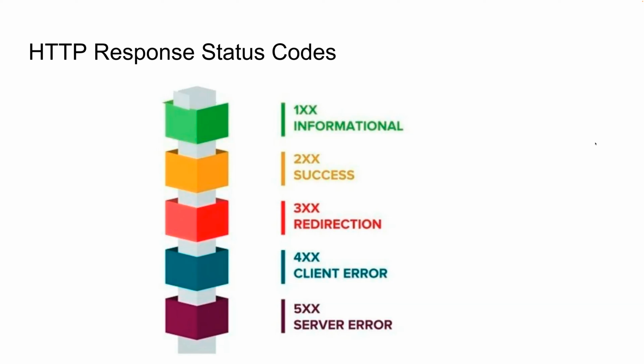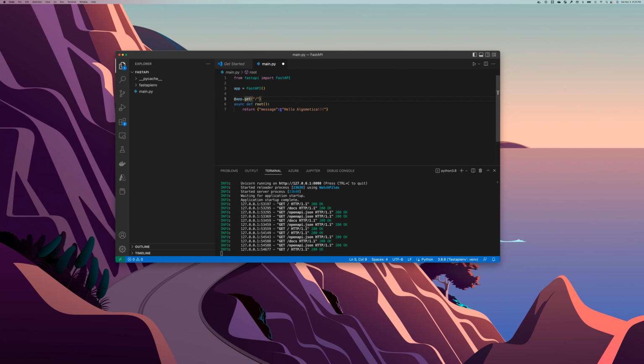A 300 status code is a redirection, which means further action must be completed. A 400 status code is for client errors. An error was caused by the request from the client. 500 usually means server errors, that is, an error has occurred at the server. So yeah, that's pretty much it as far as HTTP response status codes are concerned.